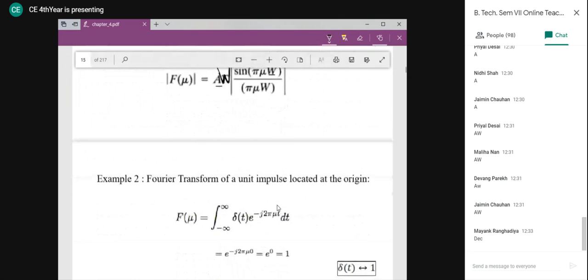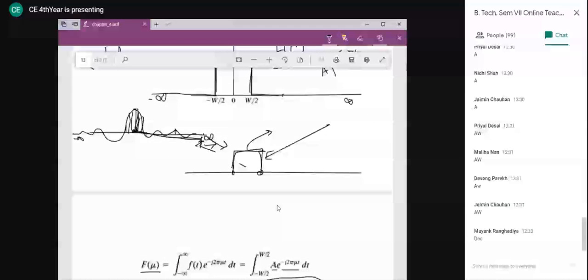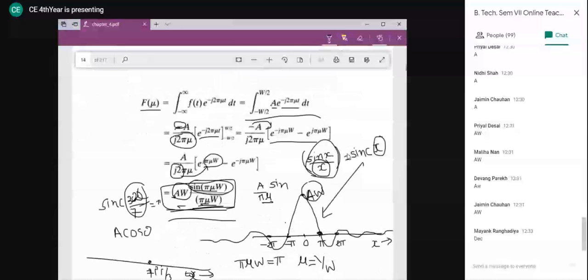This is a very important example we have discussed so far. Now we are going to the next point.